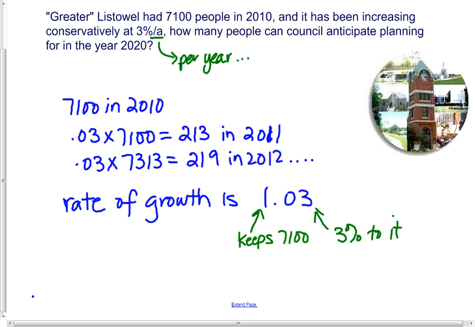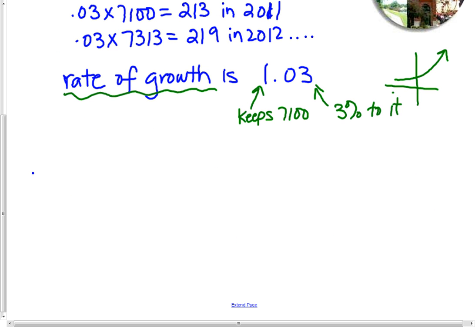If you have a rate of growth, your rate of growth is always larger than 1. You know from exponential functions, if you have a base that's larger than 1, you have growth. It's going to look like that. We don't want Listowel to get any smaller. So our rate of growth is 1.03. That's the base of our problem. And it's going to grow that way every year, more or less.